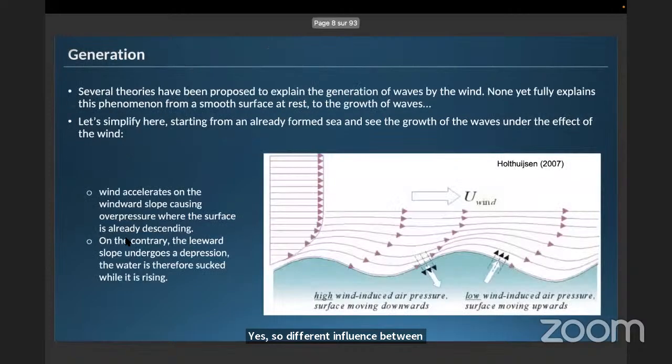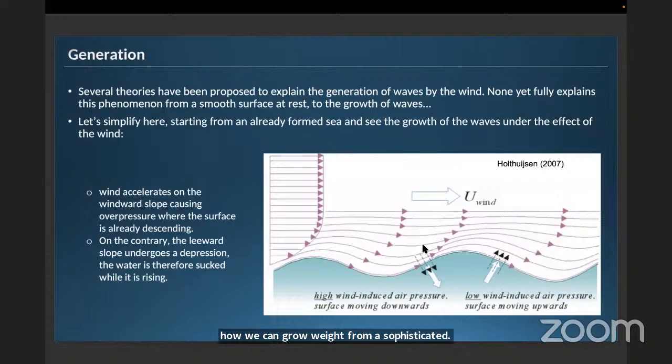So just a word about generation. As I said, it's still state of the art, because there are several theories that were made, but none of them fully explains how we can generate waves from a surface at rest. So to simplify, here is a small sketch explaining how we can grow a wave from a surface that already has some small waves.